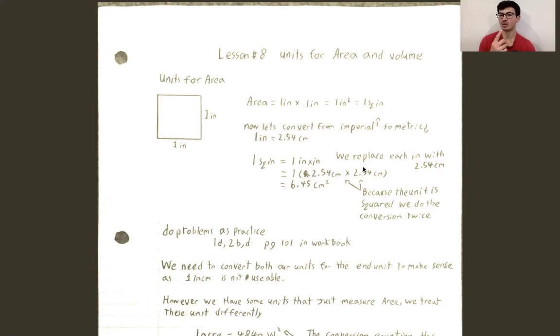If I only convert one unit, I'll have a unit inch centimeters, which isn't helpful for anybody. So that's going to give me a final answer of 6.45 centimeters squared. So I went from inches squared to centimeters squared by converting both of my inches.